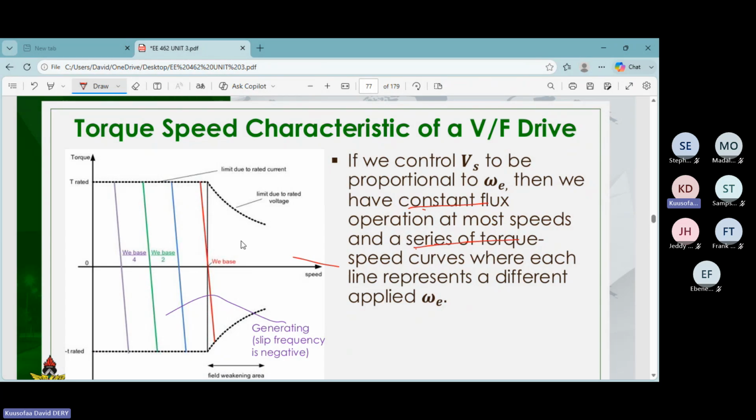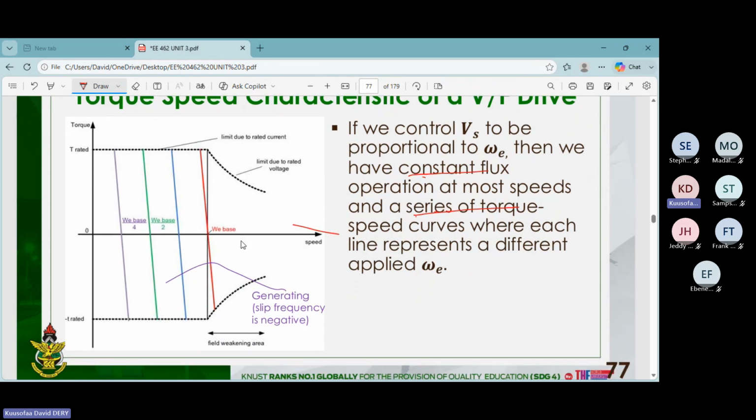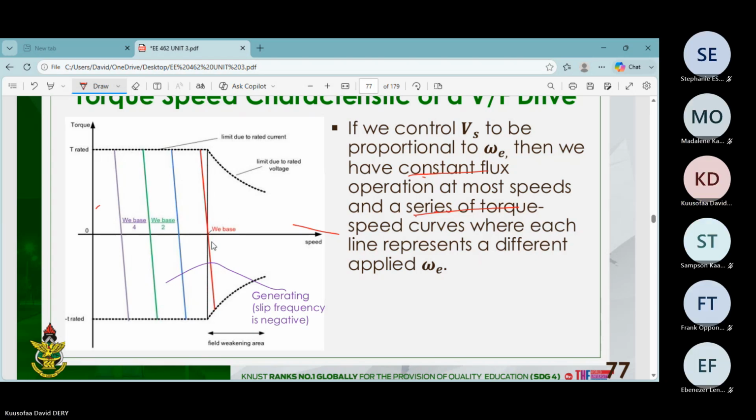When we look at the torque speed characteristics of the induction motor, this side is the motoring and the other side is the generation, right? So we have motoring and then generation. This represents the generation, and this one represents the motoring, at different speeds.